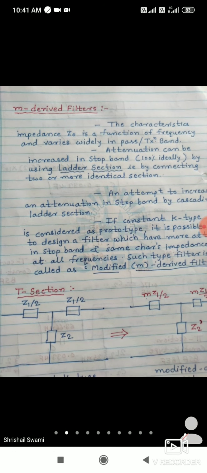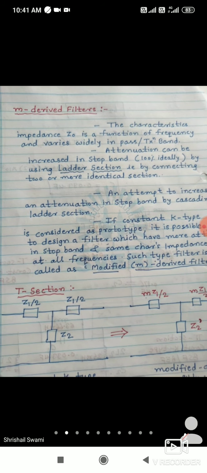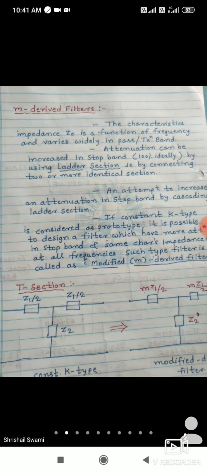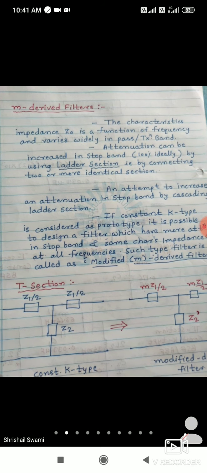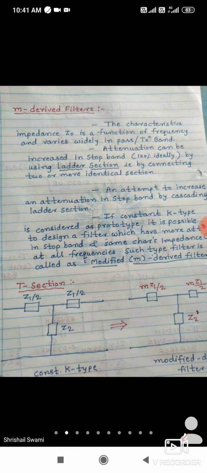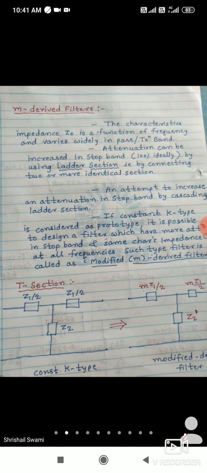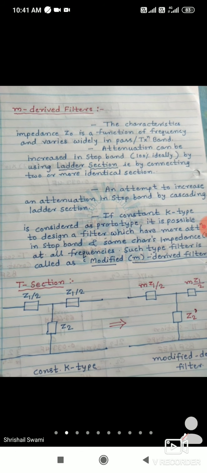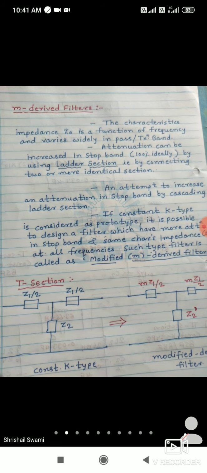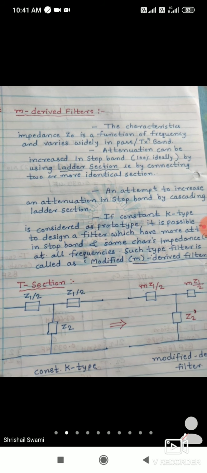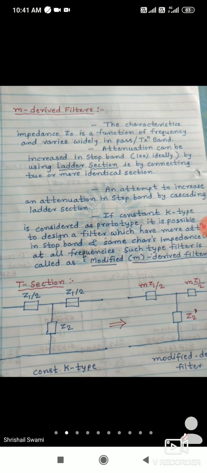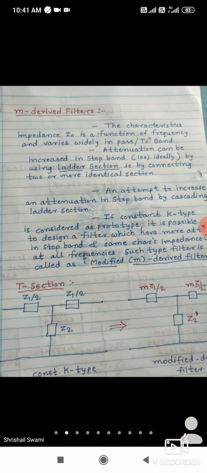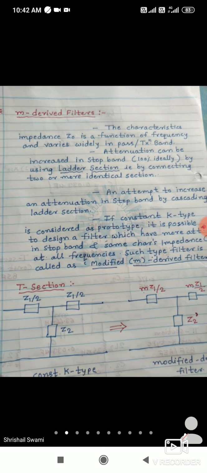M means modified. Some modification will be there. So why will there be the need of modification in the constant K type? Because in the constant K type filter, whatever the attenuation characteristics is there, that should be nearly equal to the ideal characteristics. But we are not getting that ideal characteristics. So to get the ideal characteristics, we must modify the constant K type filters. That is the first aim.